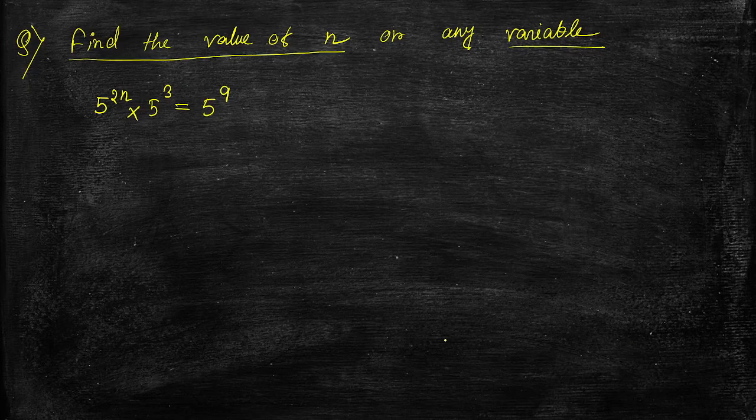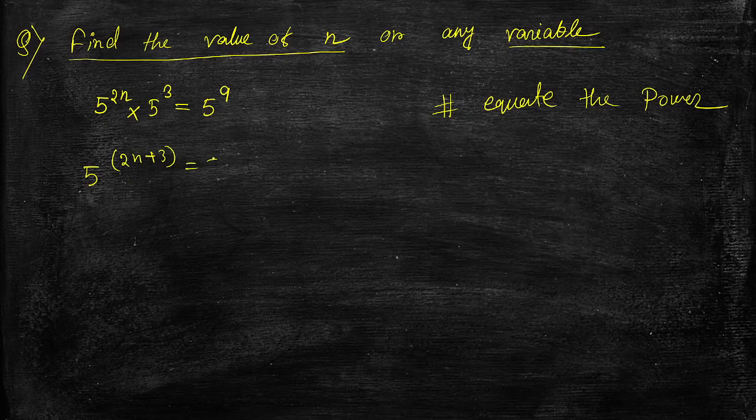This is the next question. Find the value of n or any variable. So how can we solve this kind of question? Basically we'll equate the power. For the same base, what we'll do? Power will get added. So 2n plus 3 equals to 5 to the power 9.